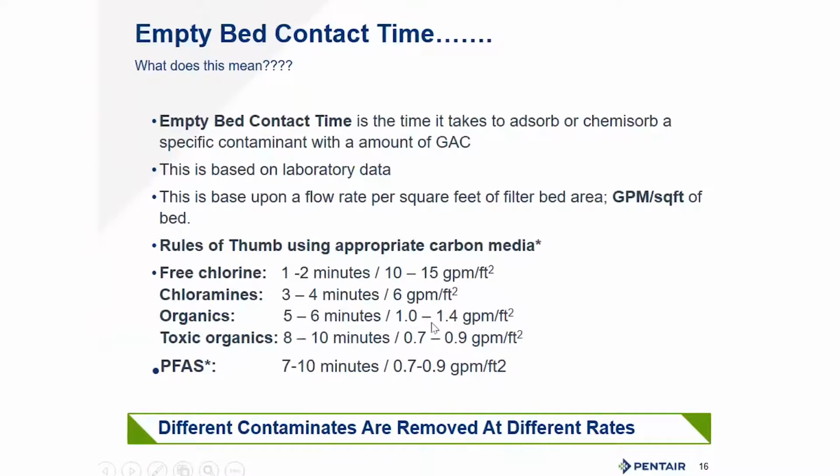Organics, 5 to 6 minutes at 1 to 1.4 GPM. Toxic organics, 8 to 10 minutes at 0.7 to 0.9. They're just doubling this time frame or halving the flow rate. PFAS, the contaminant du jour, falls in the same category as toxic organics at a similar flow rate. Different contaminants are removed at different rates by the same activated carbon, and they're going to be competing for space on the activated carbon. So this is probably going to get removed a lot quicker than this stuff.